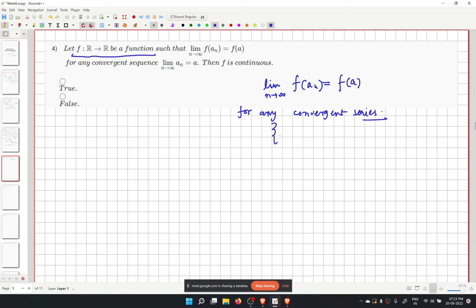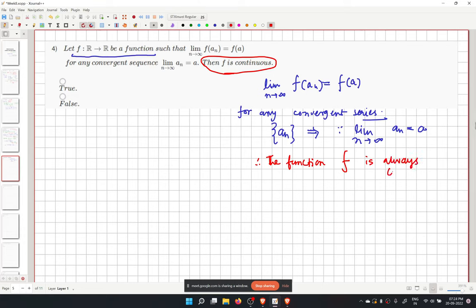And the convergent series is given by an, which states that the limit as n tends to infinity of an is equal to a. Then the statement is f is continuous. Then the function f is always continuous. Okay, so we have to comment on whether this statement that the function is always continuous is true or not. So let us assume that it is not true and then proceed to see if it is holding up with our previous assumptions of this and this. If that is true, then we can proceed accordingly.